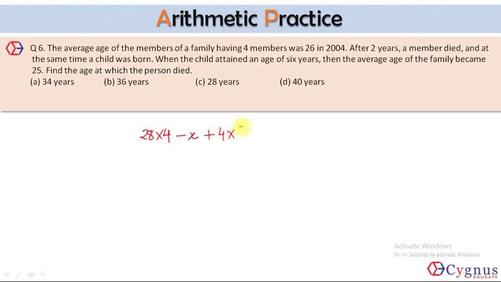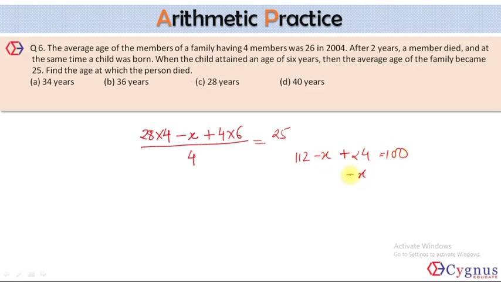So the total age of the family will become 28 into 4 minus X plus 24. If we're looking for the average age, divided by 4. And this average is already given equal to 25. So when you solve it, what will you get here? 4 into 25 will give you 100. 28 into 4, 112 minus X plus 24 is equal to 100.